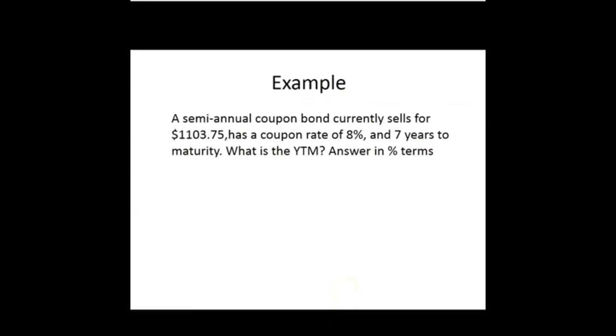Does the 6.15% make sense? It's a premium bond selling for more than $1,000, which means that the coupon rate has to be higher than the required rate of return, or the yield to maturity. And so before we even started solving this problem, we knew the answer had to be less than 8% because it is a premium bond.